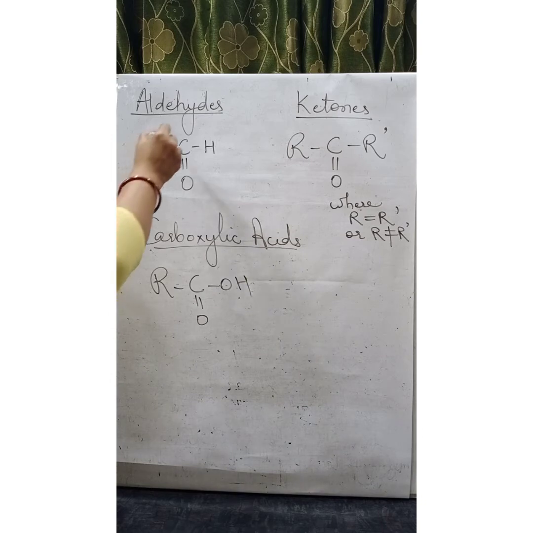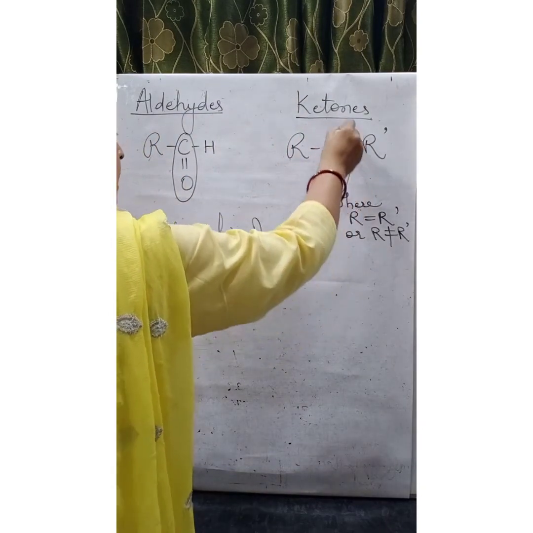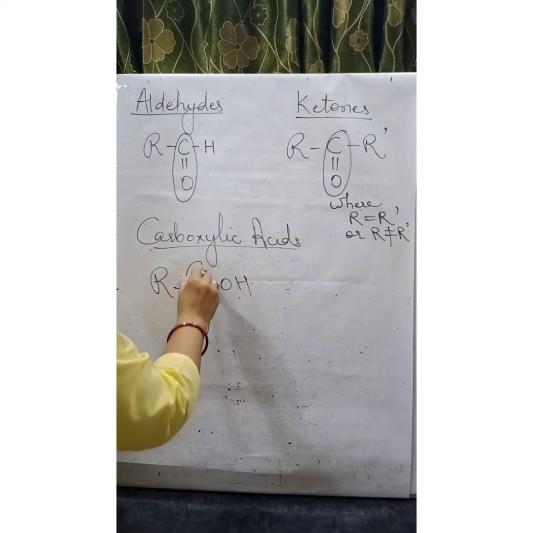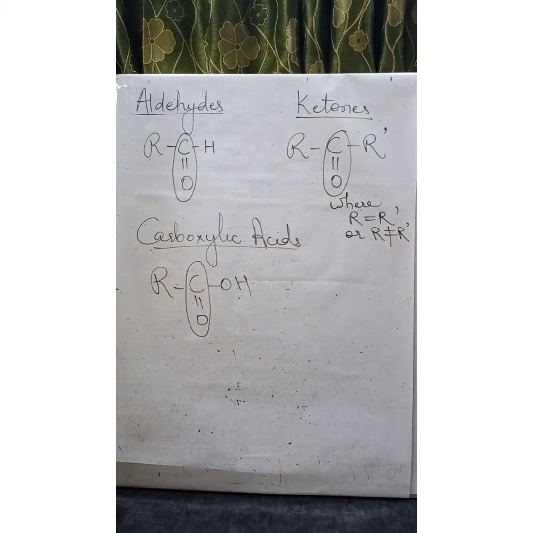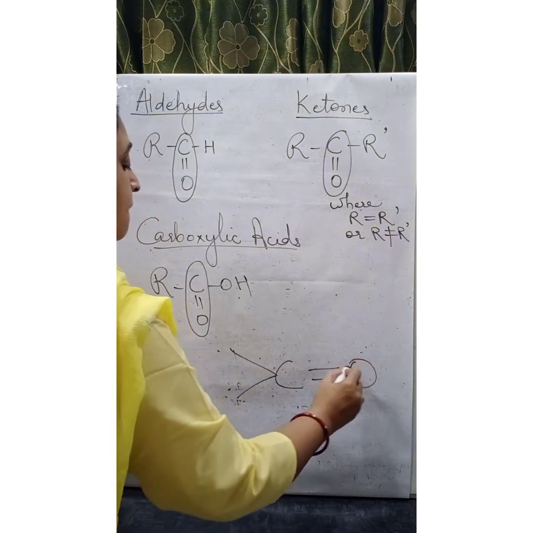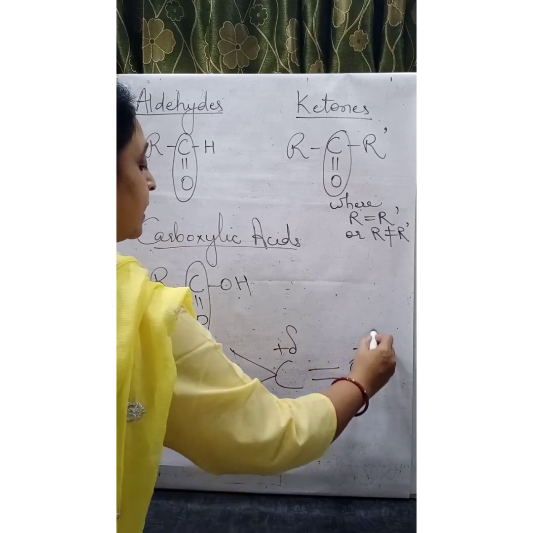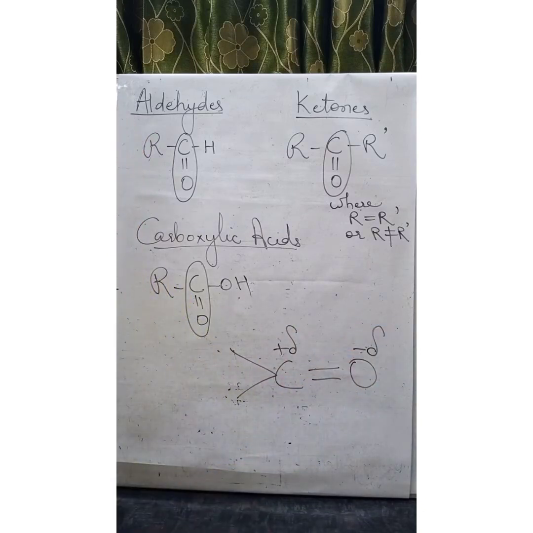You will notice that in all these three compounds, there is presence of a carbonyl group. This carbonyl group is polar in nature, with carbon having a partial positive delta and oxygen having a partial negative delta. The carbonyl group is polar in nature.